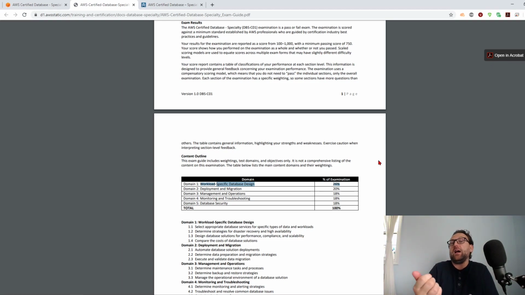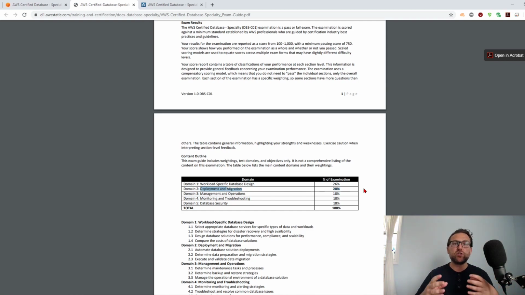And then they'll maybe ask you, what kind of EC2 instances would you use? Would you use reserved, spot, or on-demand instances, which is the key question here sometimes. So workload-specific design is going to be a big part of it, right? You have to understand which databases to select for which workload. Deployment and migration. Here, it's mostly questions about migrating databases from one location to another.